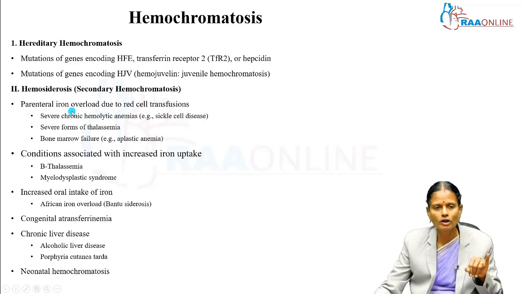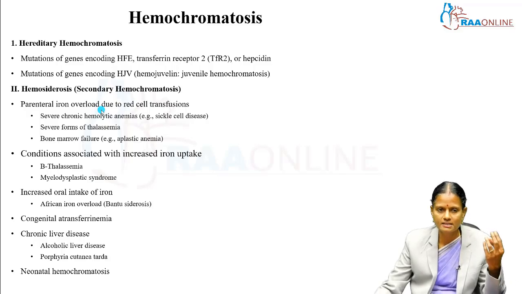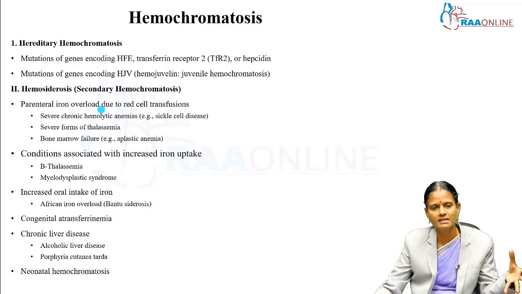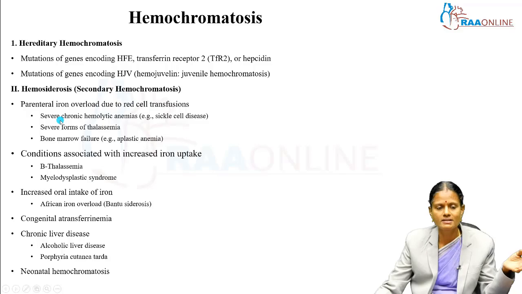Parenteral iron overload due to red cell transfusions. For example, in hemolytic anemias like sickle cell disease or beta thalassemia, to counteract the severe absence of RBCs because of increased destruction due to hemoglobinopathies, we transfuse the patients repeatedly for survival. That leads to iron overload. Or in bone marrow failure, we give repeated blood transfusions.